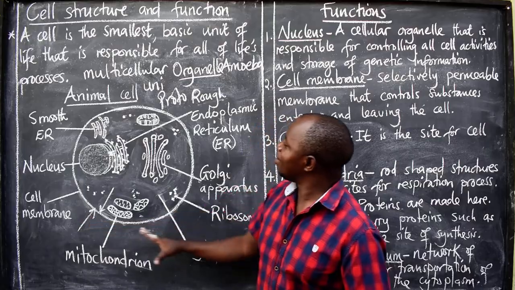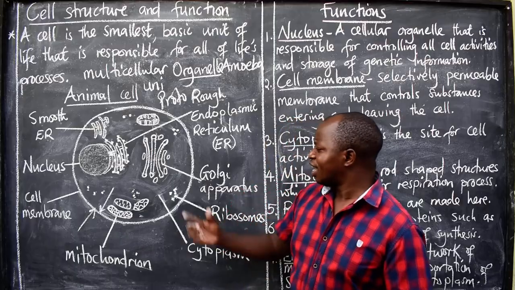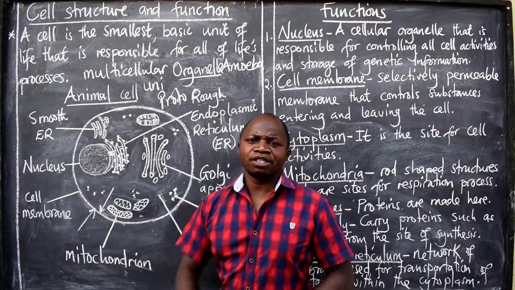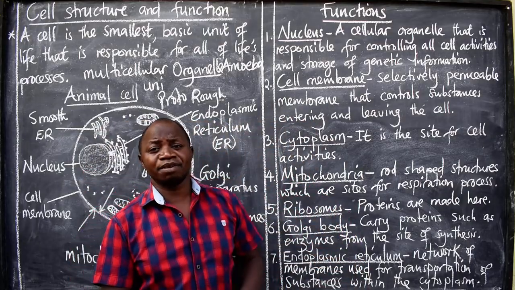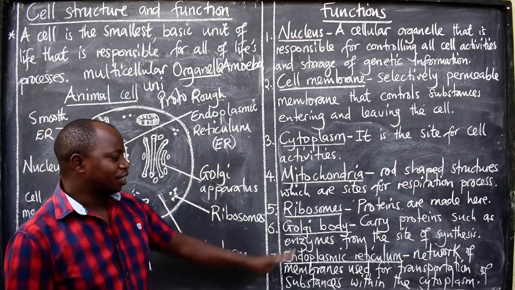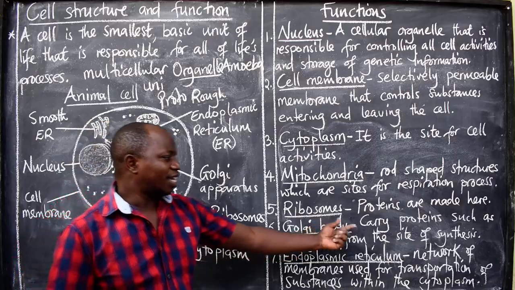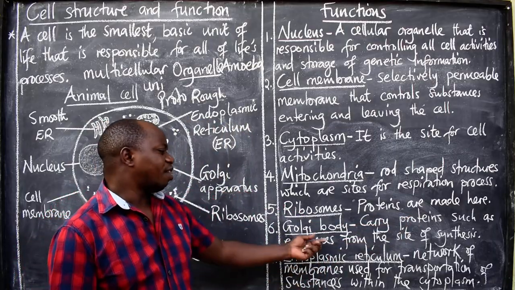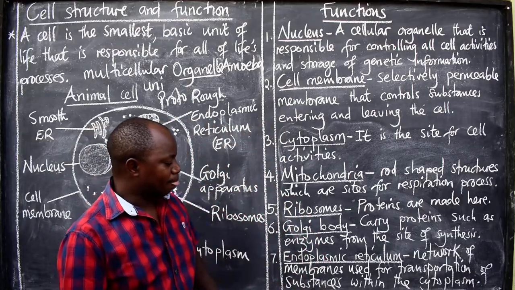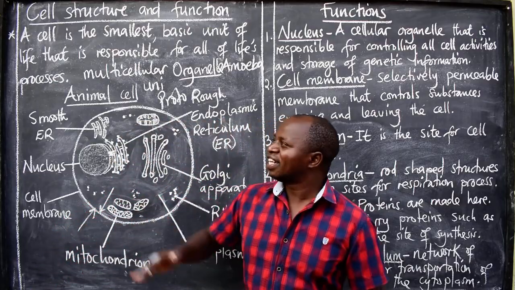So basically, these are the major functions and the structures that you need to know, ladies and gentlemen. The Golgi bodies are near the ER and also near the nucleus here. So I've written them down here in a simplified manner so that you are able to copy them and follow them one by one. So the Golgi body, don't get confused here with the Golgi apparatus. They carry proteins such as enzymes from the site of synthesis to the site of reaction. So all these are the functions that we've been talking about. Let's now look at a plant cell.